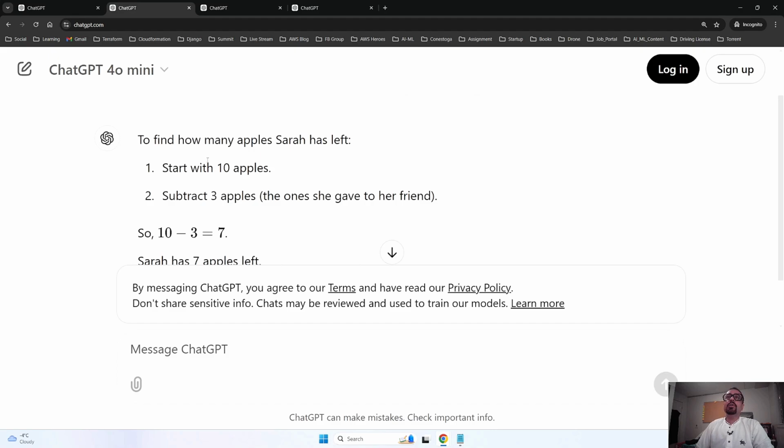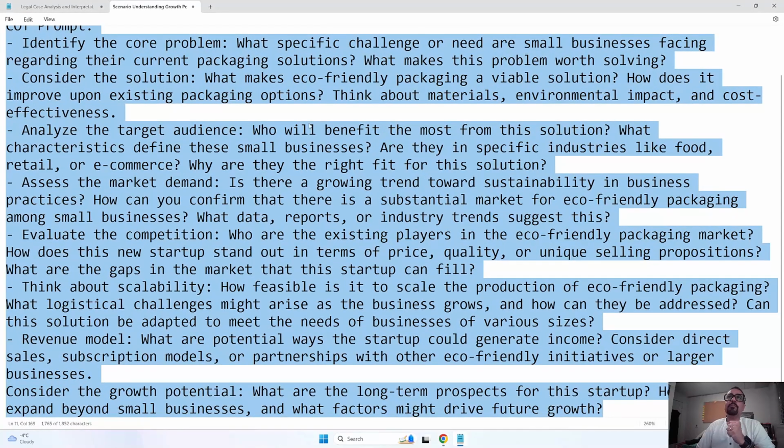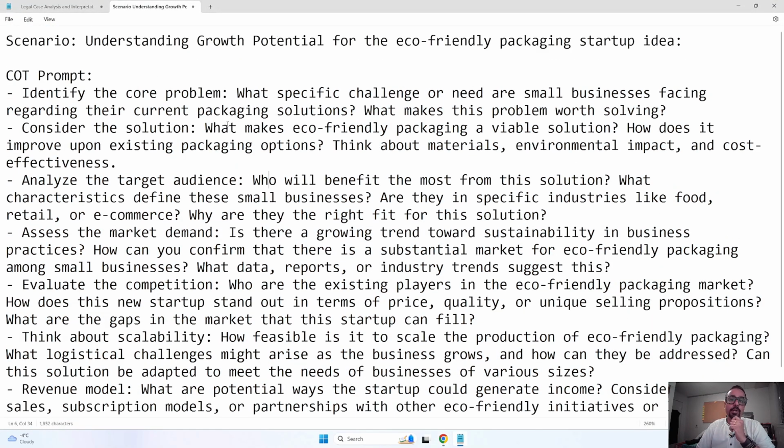So see, to find how many apples, start with 10 apples. First it says that it has 10 apples, then it will subtract 3 apples, which becomes 7. And then it concludes that Sarah has 7 apples left. So that is 3 different chains of thought that we have passed so that it can conclude accordingly. So now we have seen 2 easy examples. Now I will take you to the complex ones. And you have to stay with me, because if you get diverted, it will be difficult for you to understand.